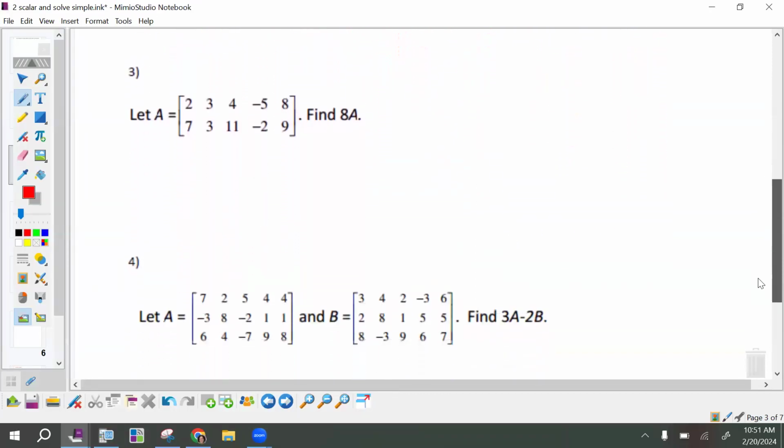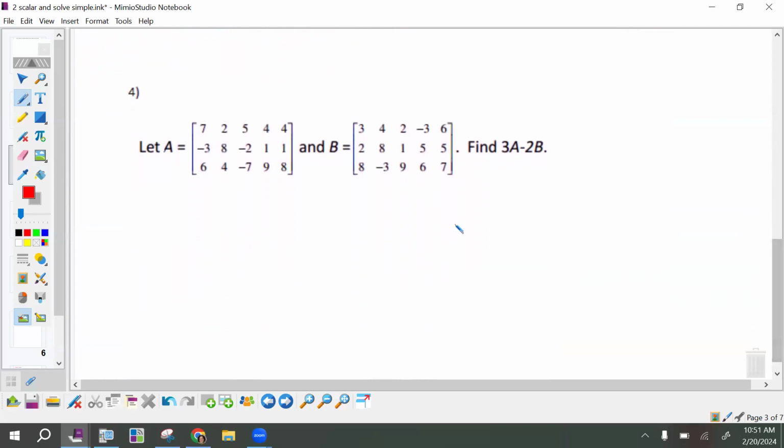Okay, so we're going to leave problem 3. You can use this for quiz review, extra practice. And then problem 4, we have 3A minus 2B. So what that wants us to do is do matrix A with a scalar of 3, matrix B with a scalar of 2, and then subtract. Again, use this one for quiz review. When the answers are in Drive, I will post the answers for those 2 questions.